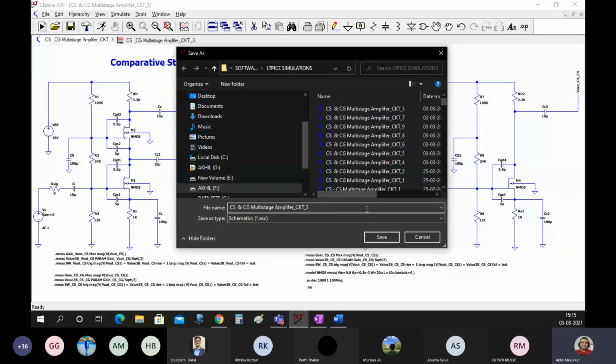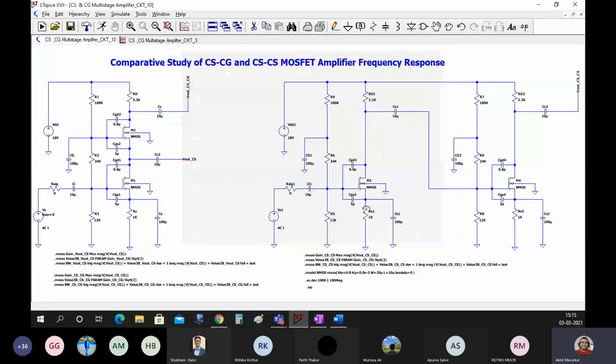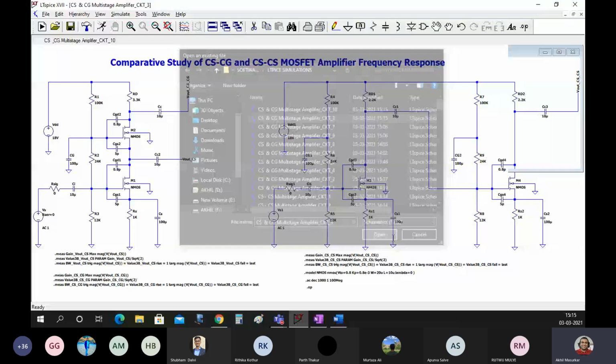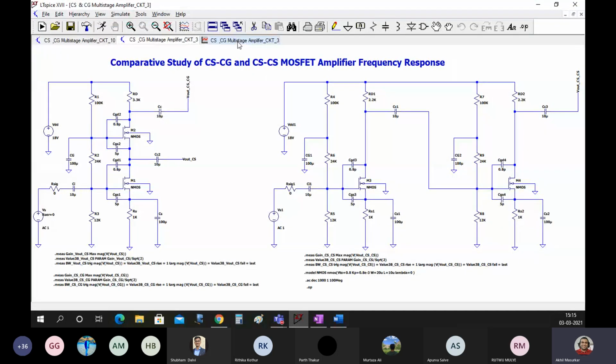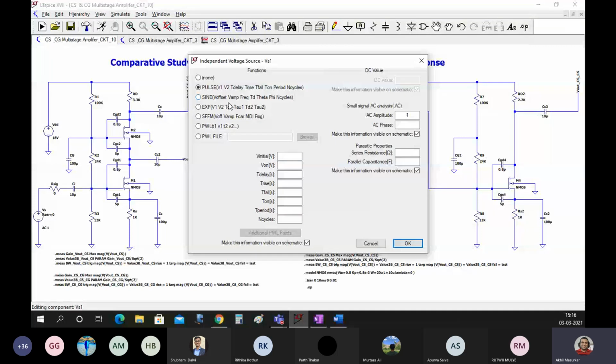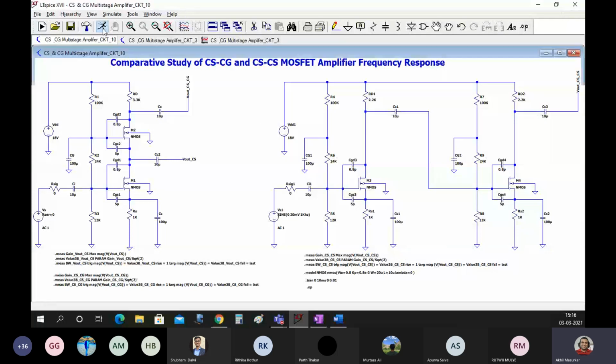Now we also want to open circuit number 3. So we want both. And here instead of .AC, let's run a .tran analysis. So let's make this 10 milliseconds. And this AC source here has to become a sine wave, and we'll put 20 millivolts and 1 kilohertz. And let's try and run this analysis.